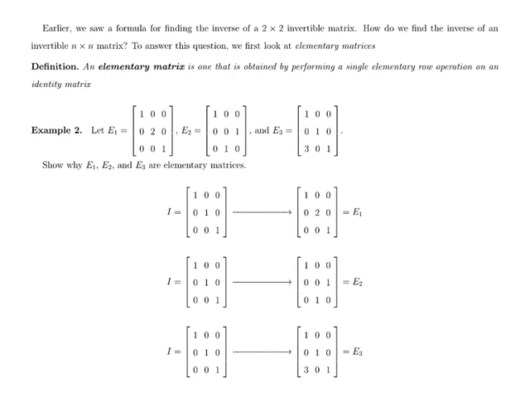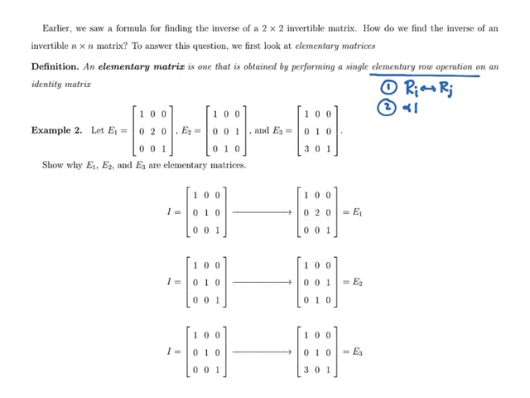So earlier we saw a formula for finding 2 by 2 invertible matrices. But the question is, how do we find the inverse of an invertible n by n matrix? And to do this, we're going to introduce a topic about elementary matrices. An elementary matrix is one that is obtained by performing a single elementary row operation on the identity matrix. In the first section of this course, we talked about elementary row operations. That is, we have 3 of them. We can take a row and we can swap it with another row.